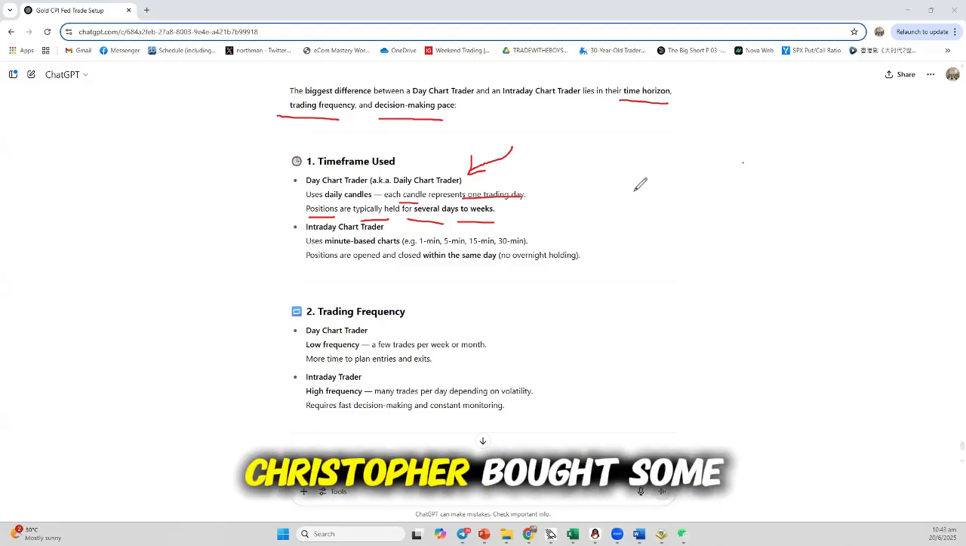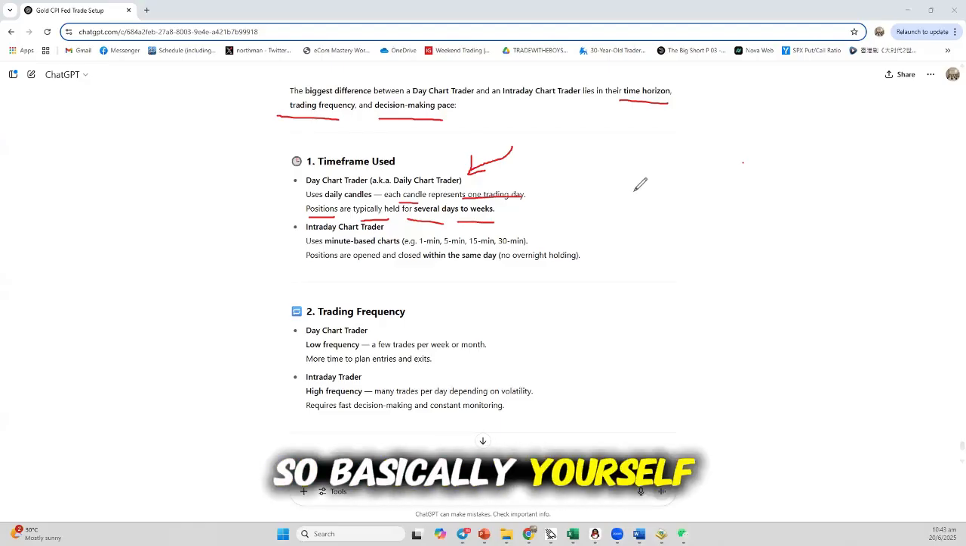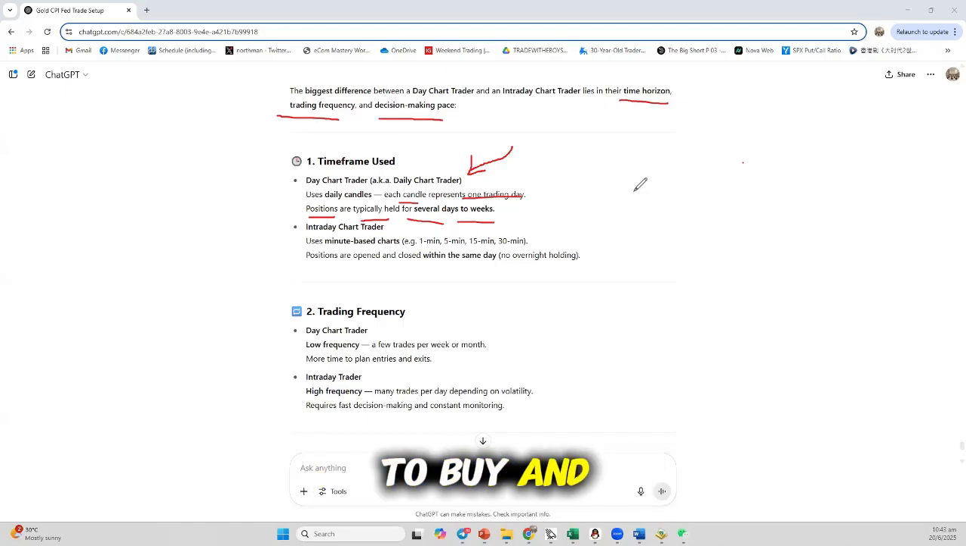Recently, I think Christopher bought some gold. He held for 3 to 4 days. And I also believe our good friend Frico also bought gold or shorted gold and held for a couple of days. I think Richard also does that, right? So basically, this is for people who want to buy and hold.